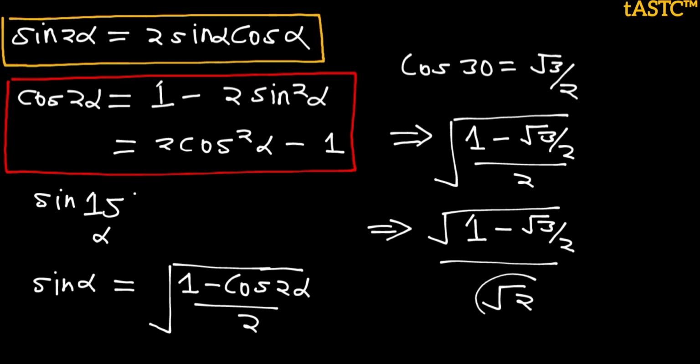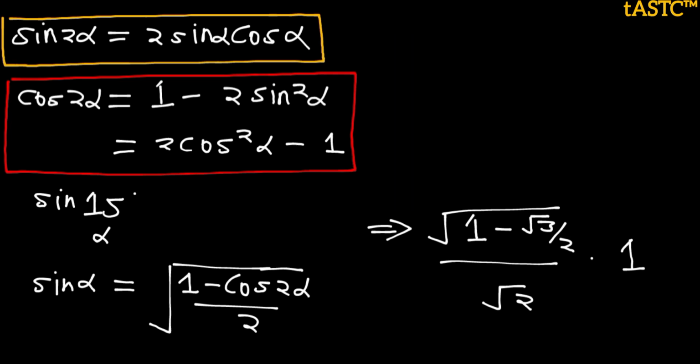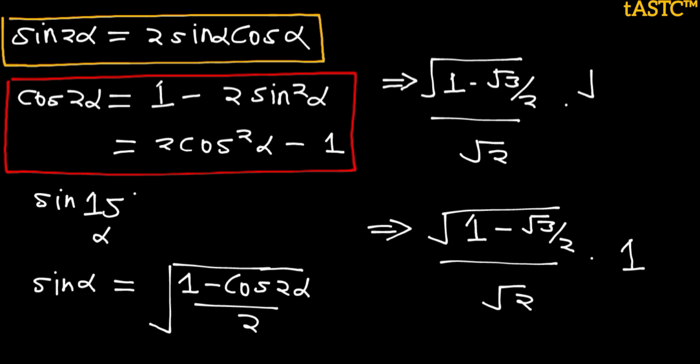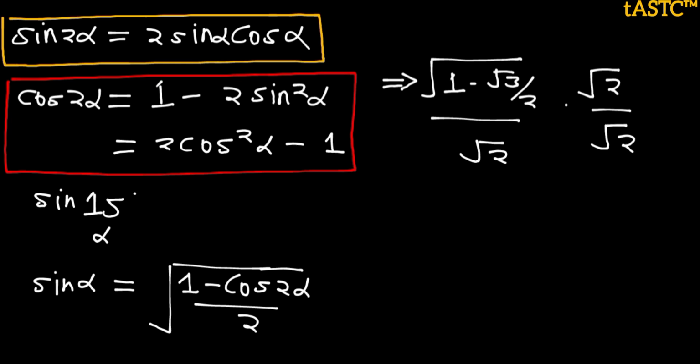Now next thing I'm going to do is take this root 2 and rationalize this expression. So let us say we are multiplying this whole thing by 1. Now I'm going to make that 1 to be root 2 divided by root 2. So this will be the square root of 1 minus root 3 divided by 2, divided by root 2, multiplied by root 2 divided by root 2. Now we know that root 2 multiplied by root 2 is going to give us a 2. So we got a 2 here.